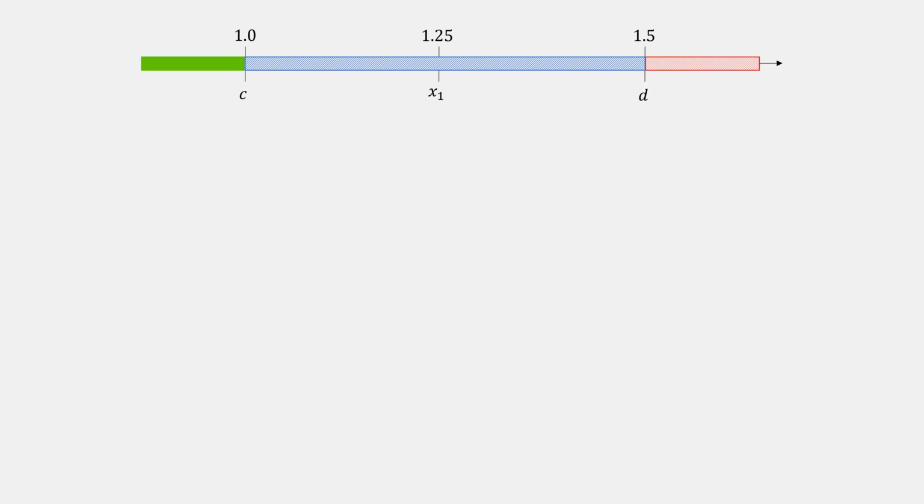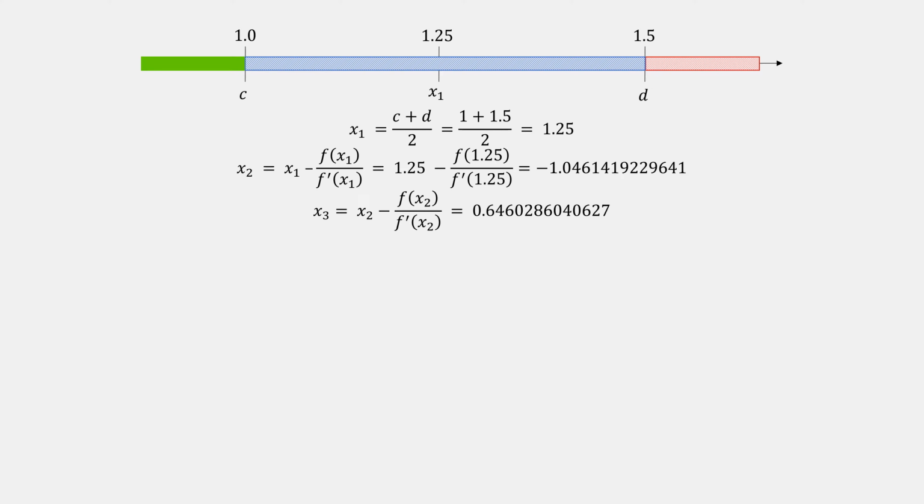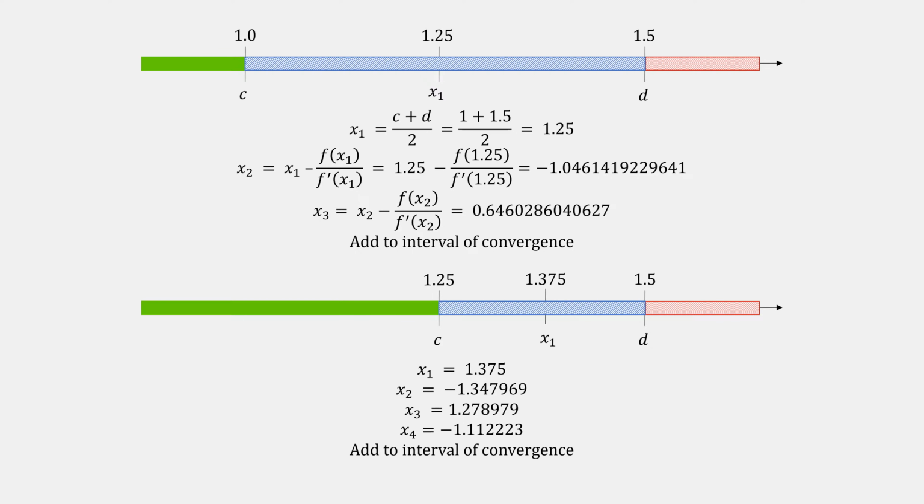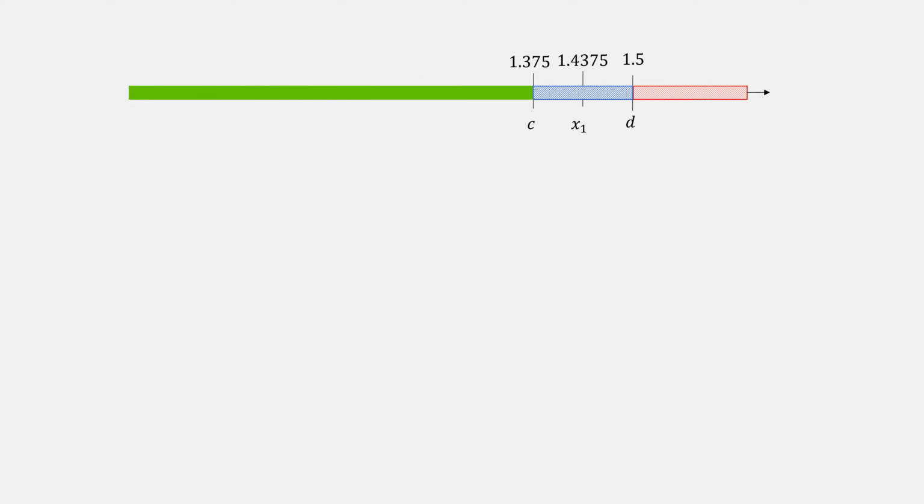Using our example from earlier, we know that everything up to 1 converged and everything after 1.5 diverged. So we'll take the midpoint and test it using Newton's method a few times. And it looks like this one is converging, so we'll add this to our interval of convergence. Now we repeat the process using a new value for c and d. Take the midpoint and start using Newton's method. And it looks like this one's also converging, so we'll add it to our interval of convergence.